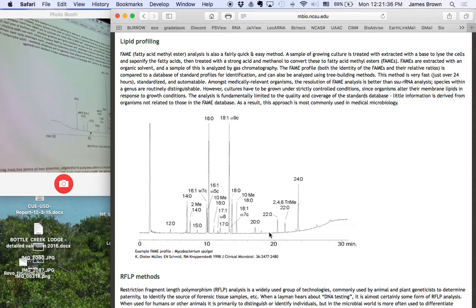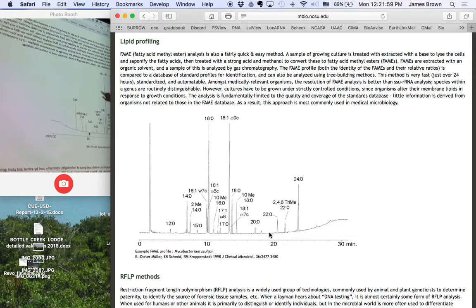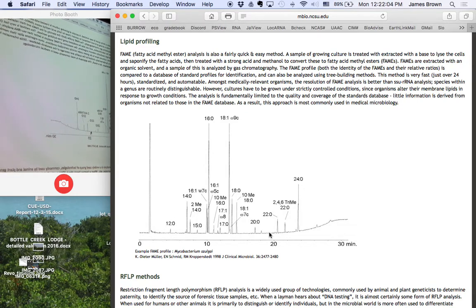And it turns out that the resolution of this method is really, really high. And with the right standards, you can identify exactly what each one of these fatty acids is. This is 16:0, that means it's a 16-carbon fatty acid. That's oleic acid or something like that. I can't remember for sure. 18:1, that means there's one unsaturation in it. There's a 10-methyl, and so forth and so on.